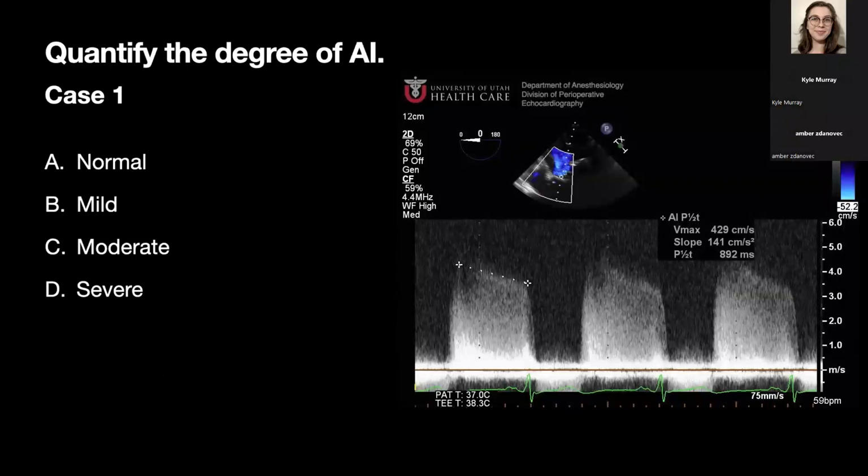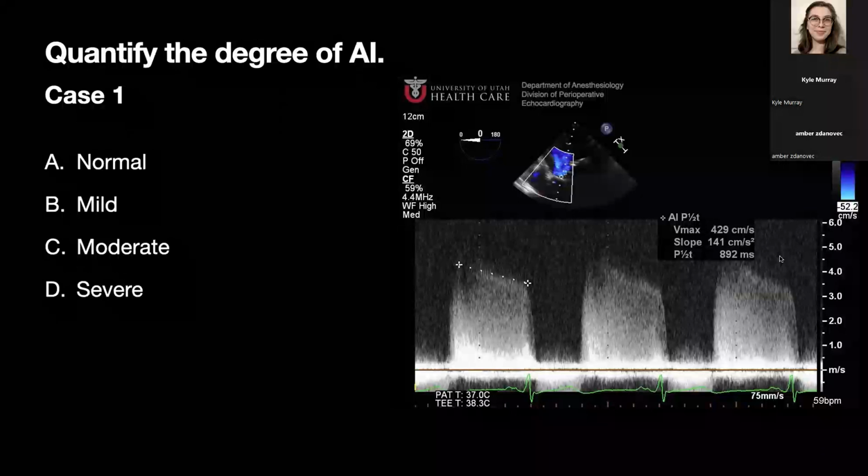All right, and that's it. Those are the 5 things. So we'll ask some questions about this. Quantify the degree of AI just based on this picture. So first of all, what metric are they using here? Pressure half-time, okay? Computer calculates it for you. And I'll tell you the cutoffs are 500 and 200. They won't tell you which one they are.